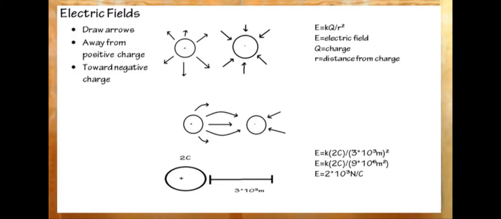Electric fields are represented by arrows pointing either away or towards a charged object. If the object is positive, then the arrows will be pointing away. Otherwise, the arrows will be pointing towards it. To calculate the strength of an electric field at some distance r from a point charge, you simply multiply Coulomb's constant times the charge on that point charge and divide by the distance away squared.